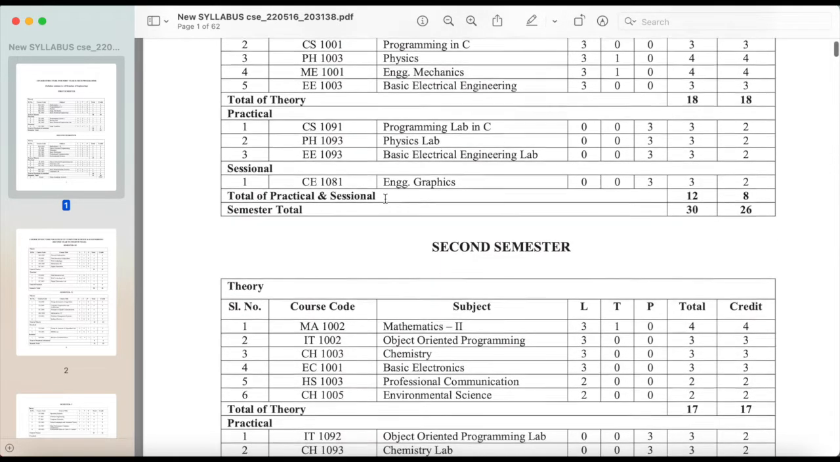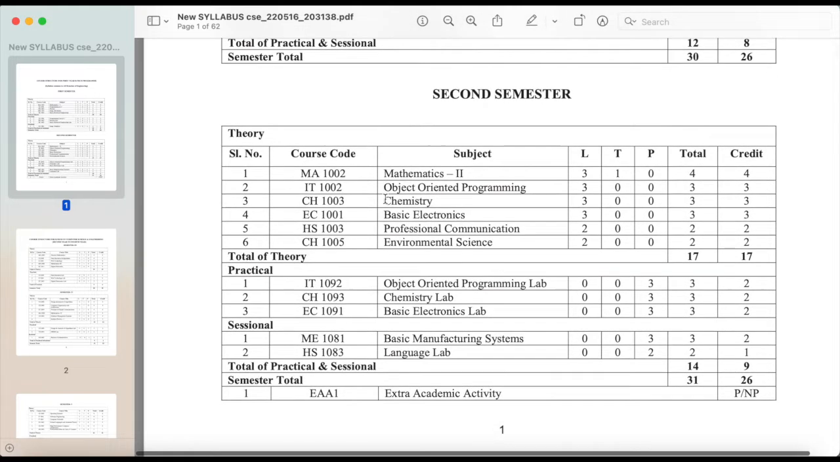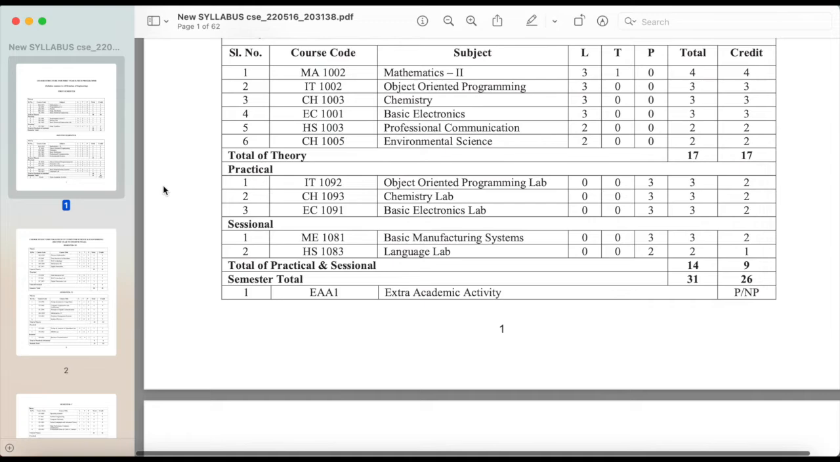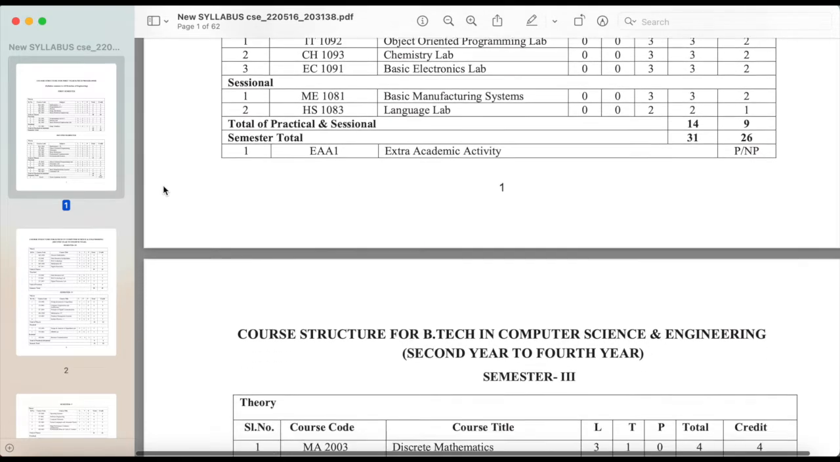2, now come first year second semester. Theory part subjects: Mathematics 2, Object-Oriented Programming, Chemistry, Basic Electronics, Professional Communication, Environmental Science. Practical part: Object-Oriented Programming Lab, Chemistry Lab, Basic Electronics Lab. Sessional: Basic Manufacturing Systems, Language Lab, Extra Academic Activity.